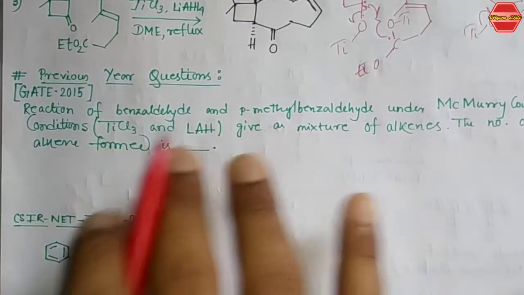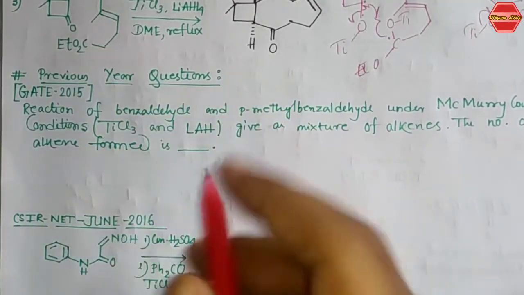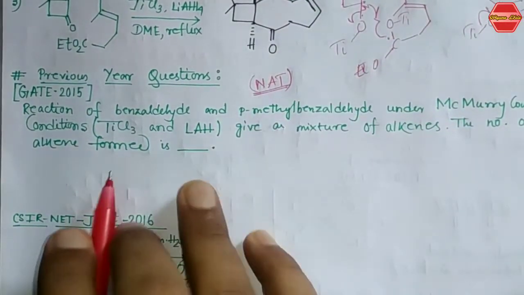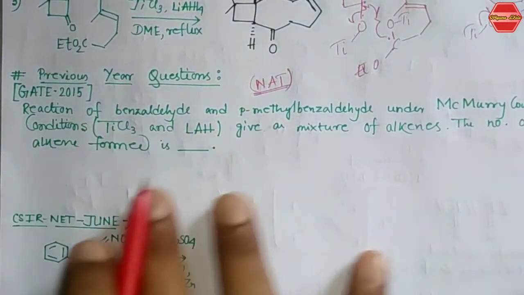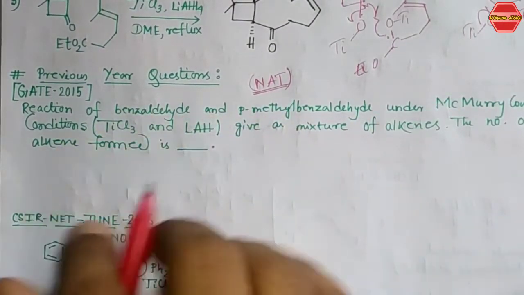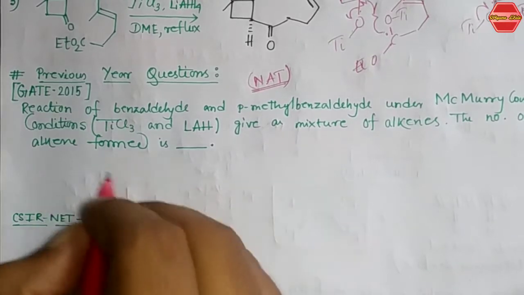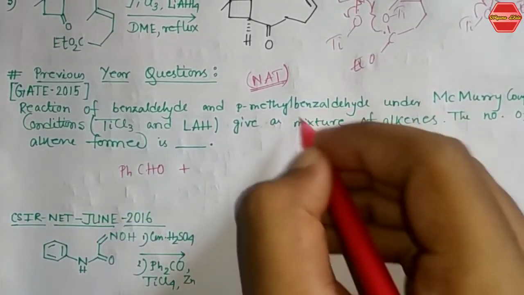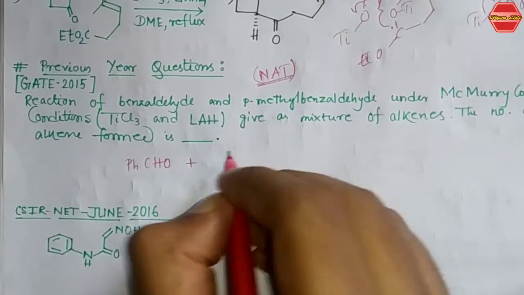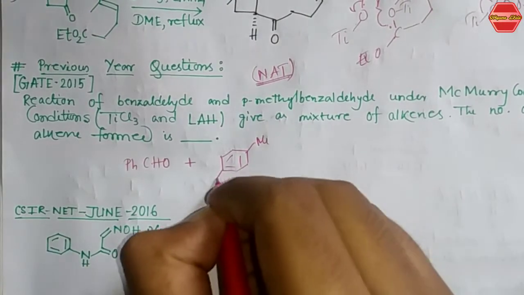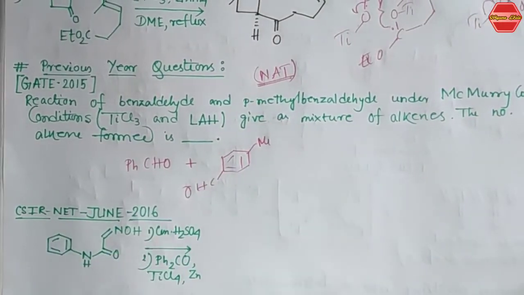This question came in the NAT section, that is numerical answer type. So you have to put a number that we are getting by using these two substrates. First of all, you have to write the structures: benzaldehyde, that is PhCHO, and another is paramethyl benzaldehyde. Paramethyl benzaldehyde looks like this one.